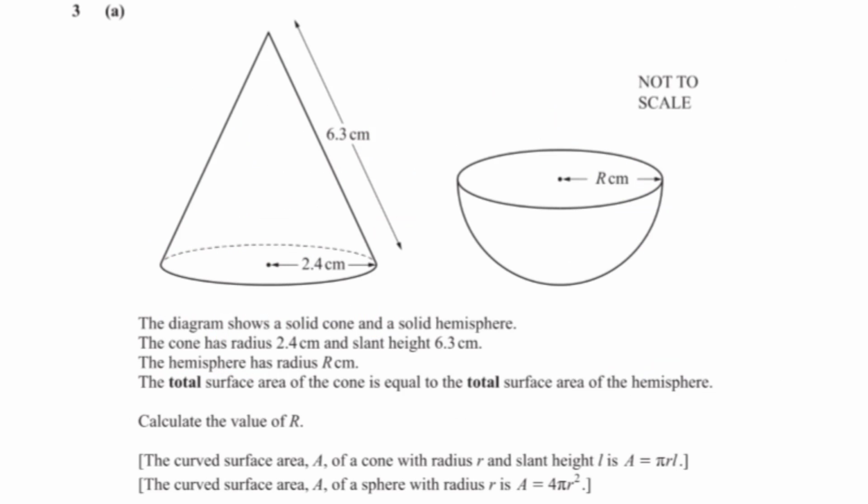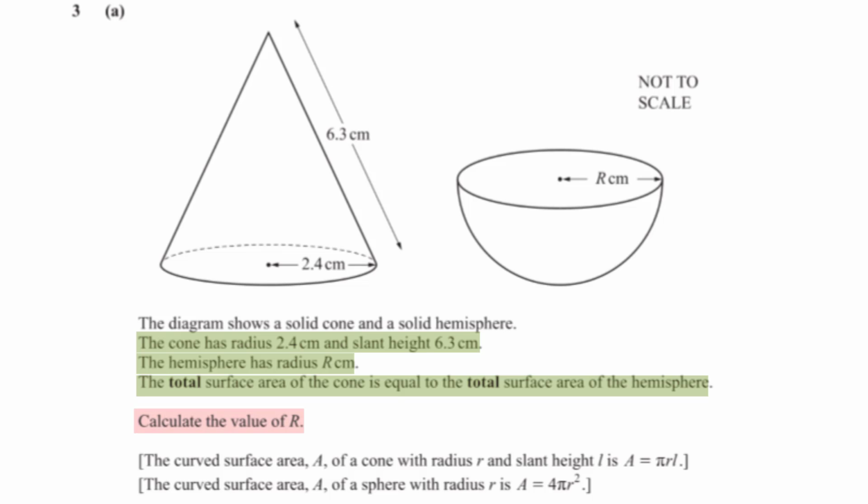The diagram shows a solid cone and a solid hemisphere. The cone has radius 2.4 centimeters and slant height 6.3 centimeters. The hemisphere has radius r centimeters. The total surface area of the cone is equal to the total surface area of the hemisphere. Calculate the value of r.